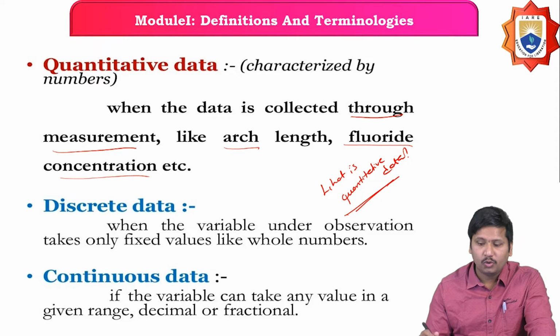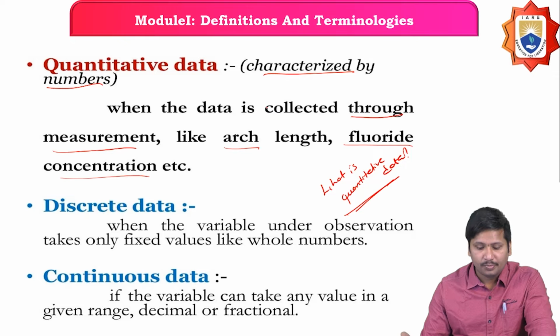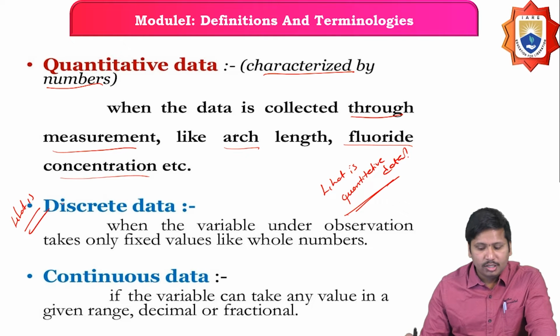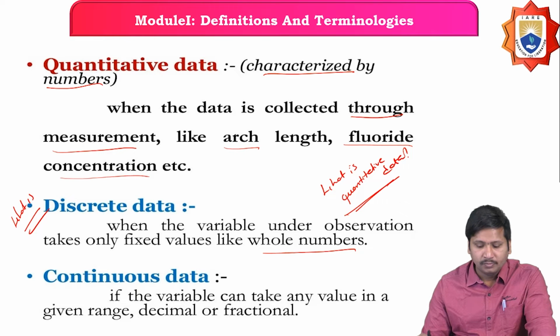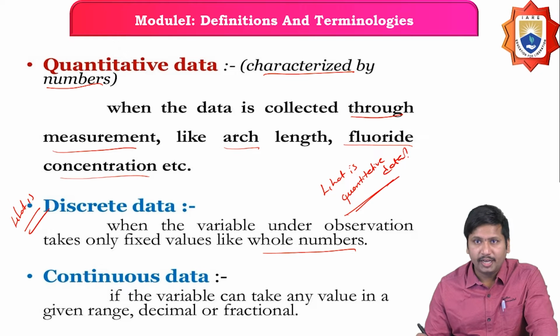So quantitative data is characterized by numbers, whereas qualitative data is characterized by words. Then, what is discrete data? Discrete data is when the variable under observation takes only fixed values, like whole numbers. That data will be considered discrete data.